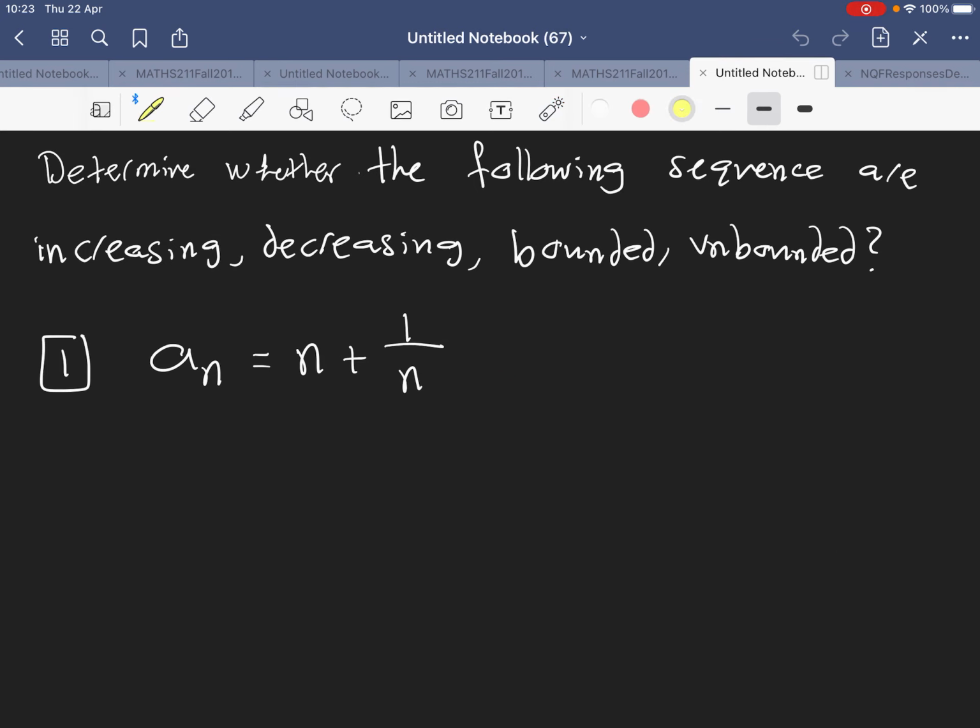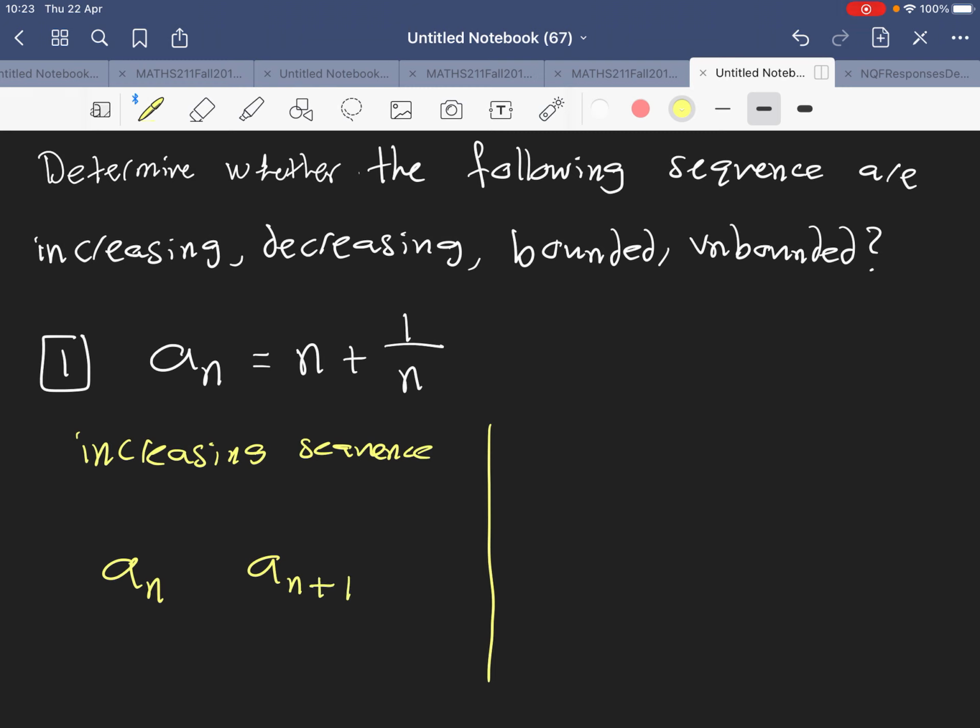So let me just write down here for you, what do we mean by increasing? An increasing sequence means if you take any term a_n and you compare it with the next one, the one after that, it should be getting larger. On the opposite side we have the decreasing sequence. This means if you take a_n and the one after that, it should be getting smaller.